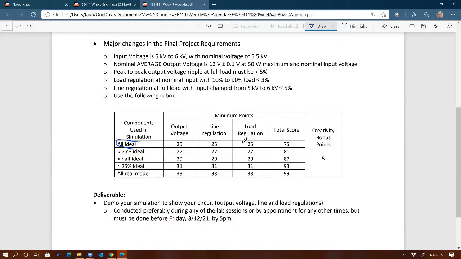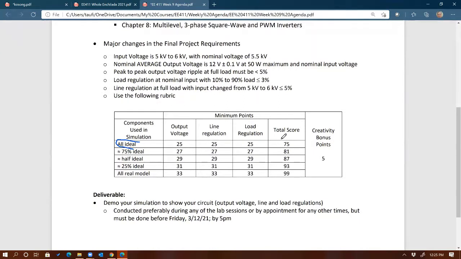Then the minimum points you'll get, of course, if these are all met, okay? Then the total points that you get minimum would be 75 out of 100, right? And then if you use some models as a real world model of the components, let's say 75% of the components you use in the simulation is ideal, then the minimum you get is 81 out of 100. Again, assuming that you meet all of these three requirements, right? If it's half ideal, then minimum is 87.